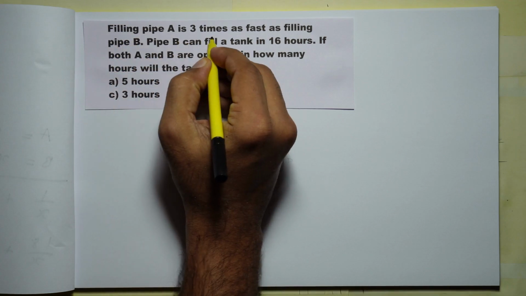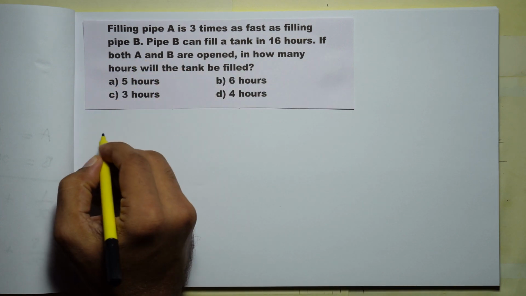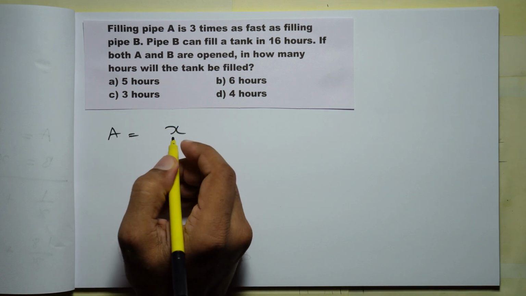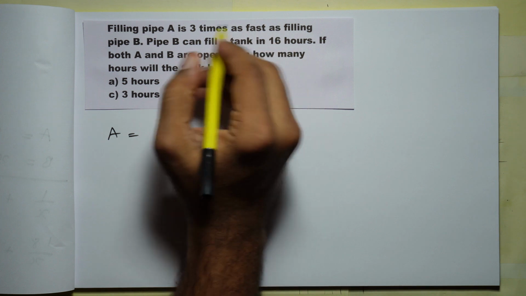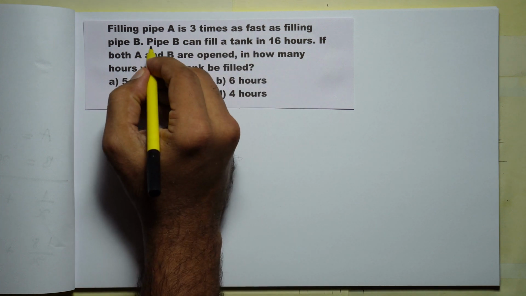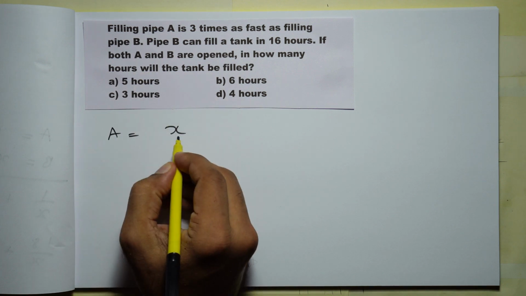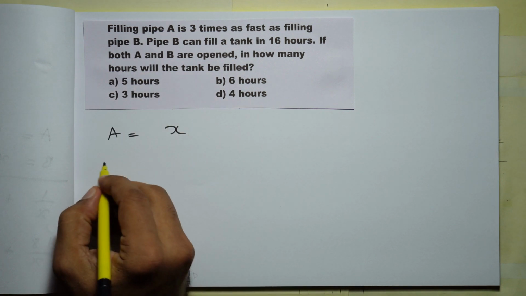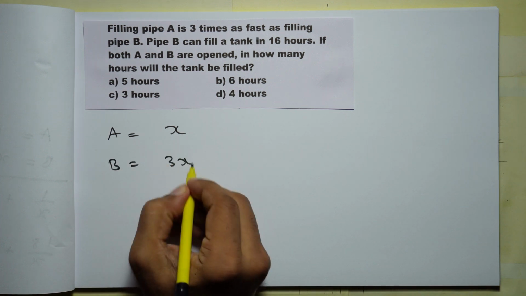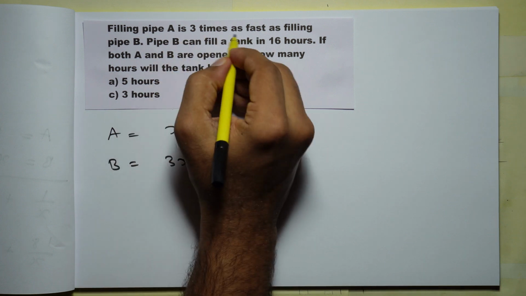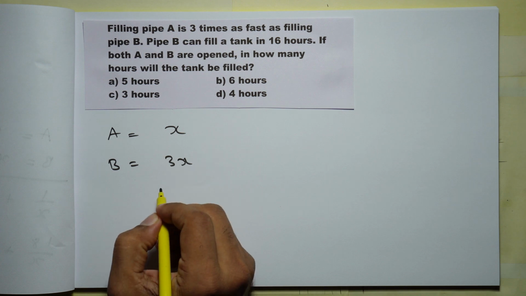Filling pipe A is 3 times as fast as filling pipe B. So we will assume that A requires x hours. Now A does 3 times as much work, which means that A will require only 1/3 the time required by B. So if you assume that A requires x hours to fill the tank, then B will require 3 times the time. That is, B will require 3x time. Because A is 3 times as fast, so A will require only 1/3 the time required by B.